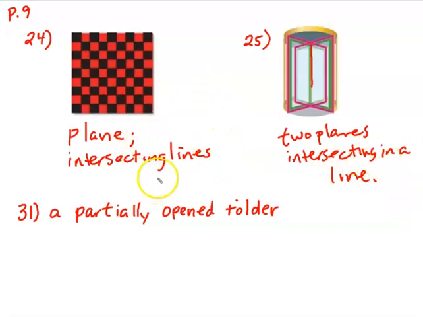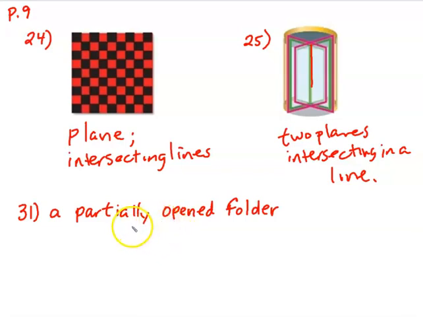And the others you do, hopefully you'll be able to tackle those pretty easily. Dropping down to number 31, in this block of problems, you are told to draw and label a figure for each relationship. So for number 31, we're going to draw a partially opened folder and then basically describe geometrically what that would represent. All right.